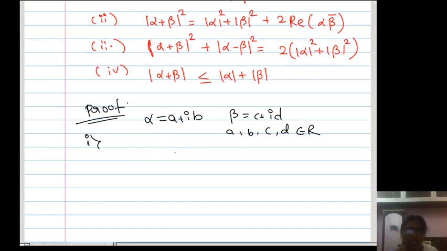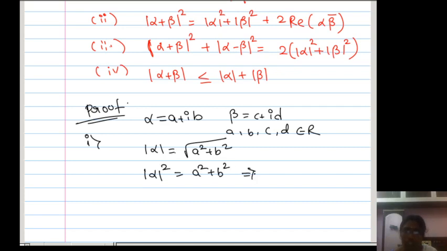In detail, I am writing. Now, first mod alpha. What is mod alpha? Under root a square plus b square. Okay. You know the modulus definition: under root x square plus y square form. Next, mod alpha square. What happened? Squaring on both sides: a square plus b square.